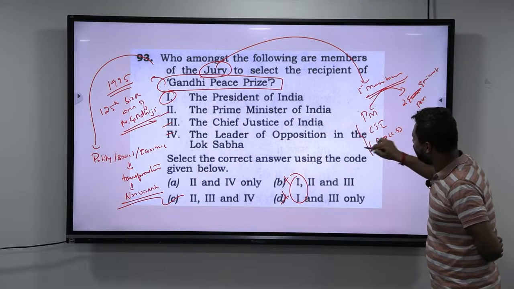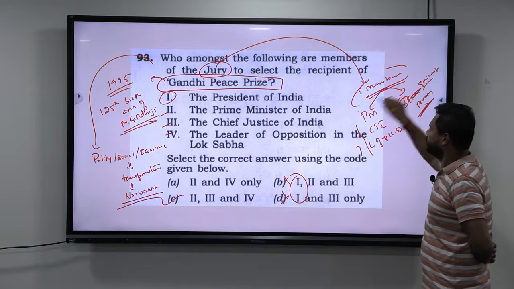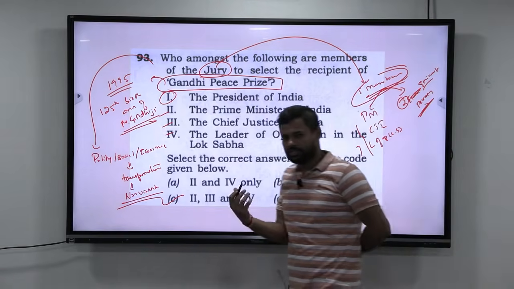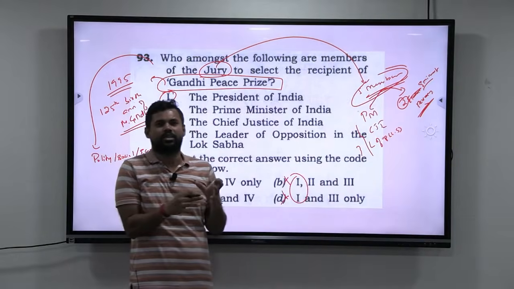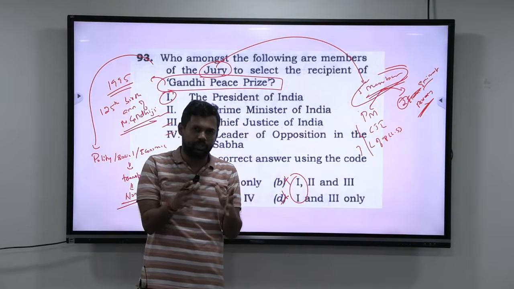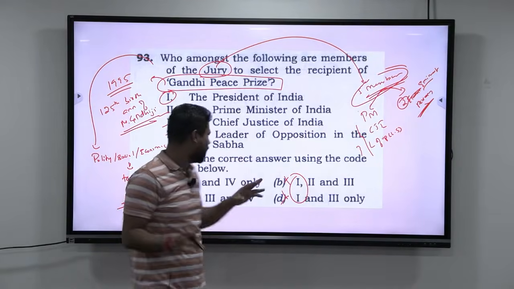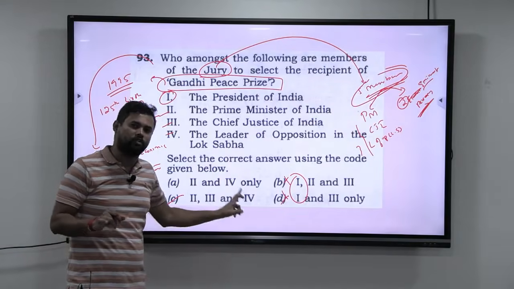So, the 3 of these people and 2 of eminent persons selected by the Prime Minister together becomes the jury. Okay, so this is just the understanding of what is Gandhi Peace Prize. But there is nothing to learn from this that you can take for the next future exams. It is just that you did not know, you got to know. However, the answer for the 93rd question is option C, 2, 3 and 4.